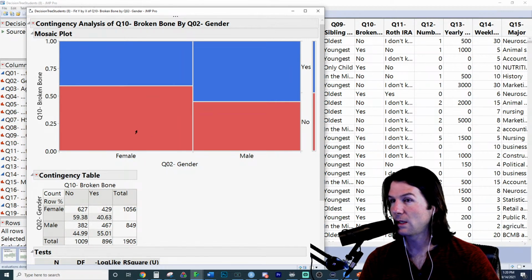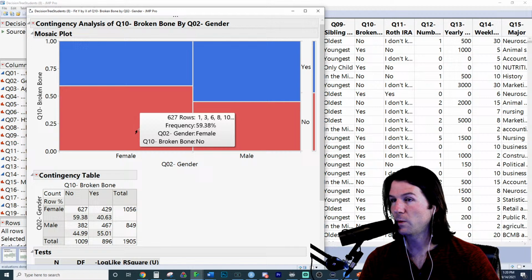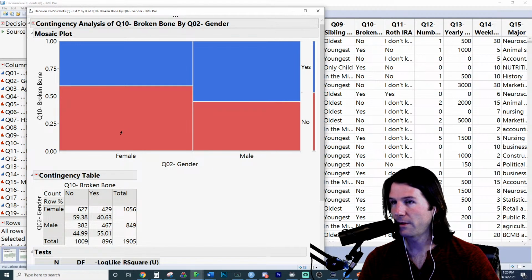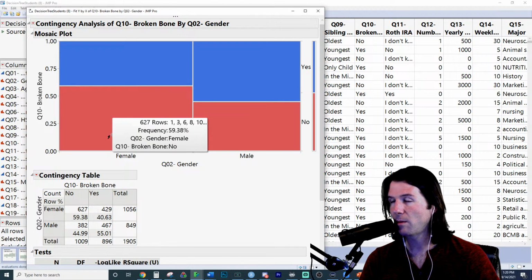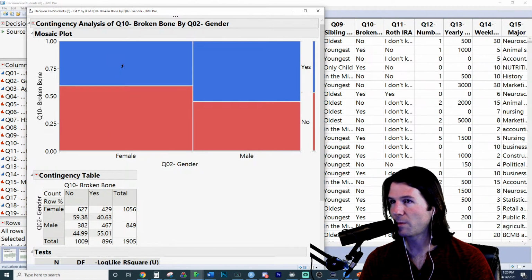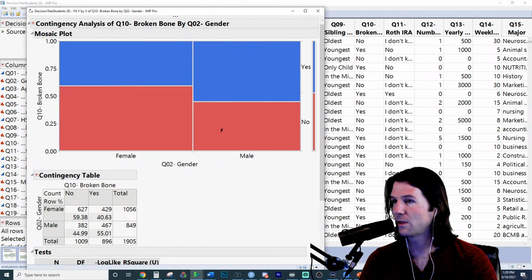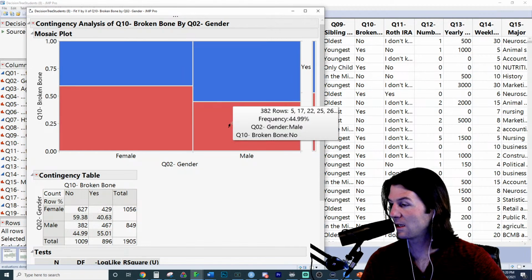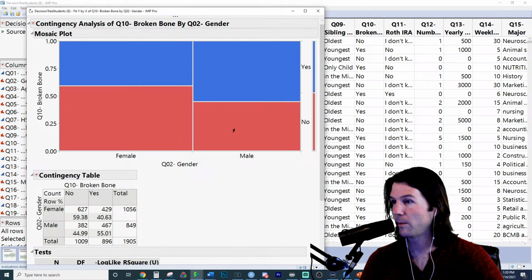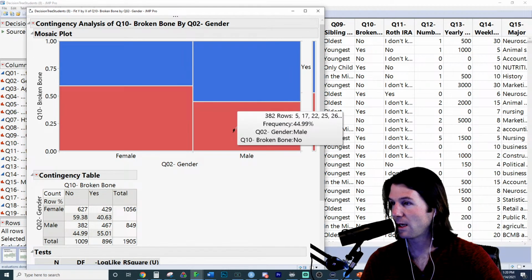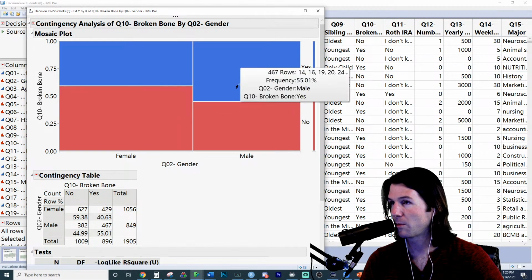You can actually hover over these and see the frequency given someone is female. This is given someone is female because it's going to do the row percentage right here. Given someone is female, the probability they have not broken a bone is 59.38%. Given someone is female, the probability they have broken a bone is 40.63%. Given someone is male, see I'm in the conditional distribution. You're welcome, Leslie. Given someone is male, the probability they've not broken a bone is 44.99%. Given someone is male, the probability they've broken a bone is 55.01%.